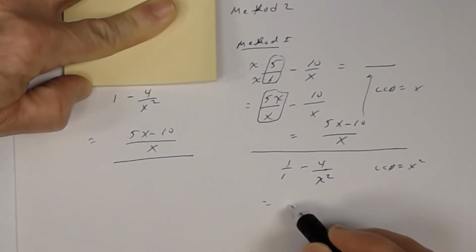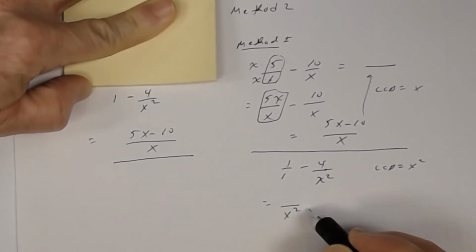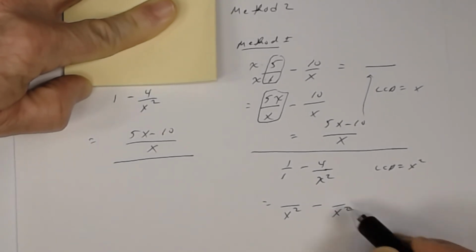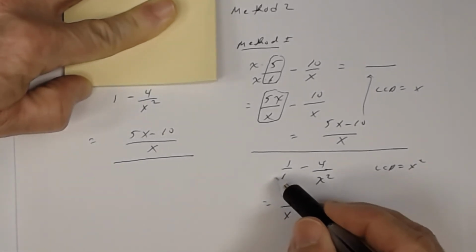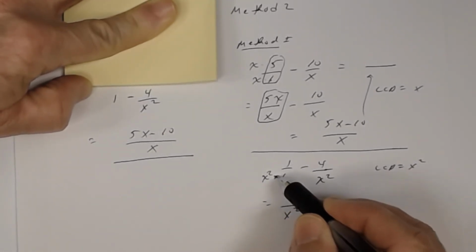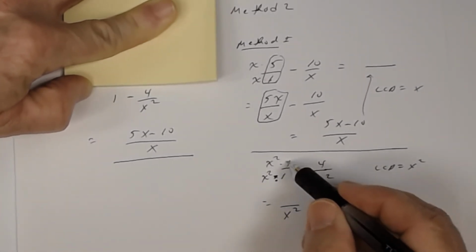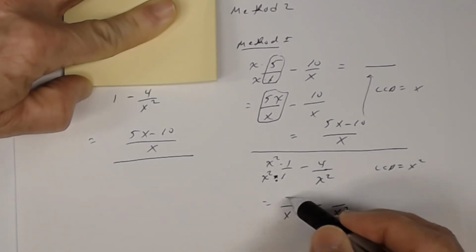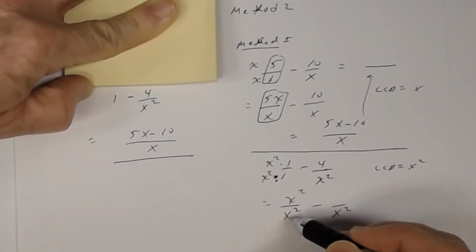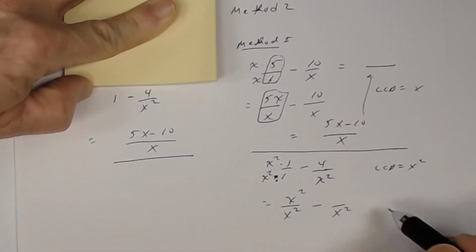And so now, you want to write two equivalent fractions with x squared as the denominator. So 1 times x squared is x squared, but what I do to the denominator, I do to the numerator. So x squared times 1 is x squared. Kind of makes sense, because x squared divided by x squared is 1.